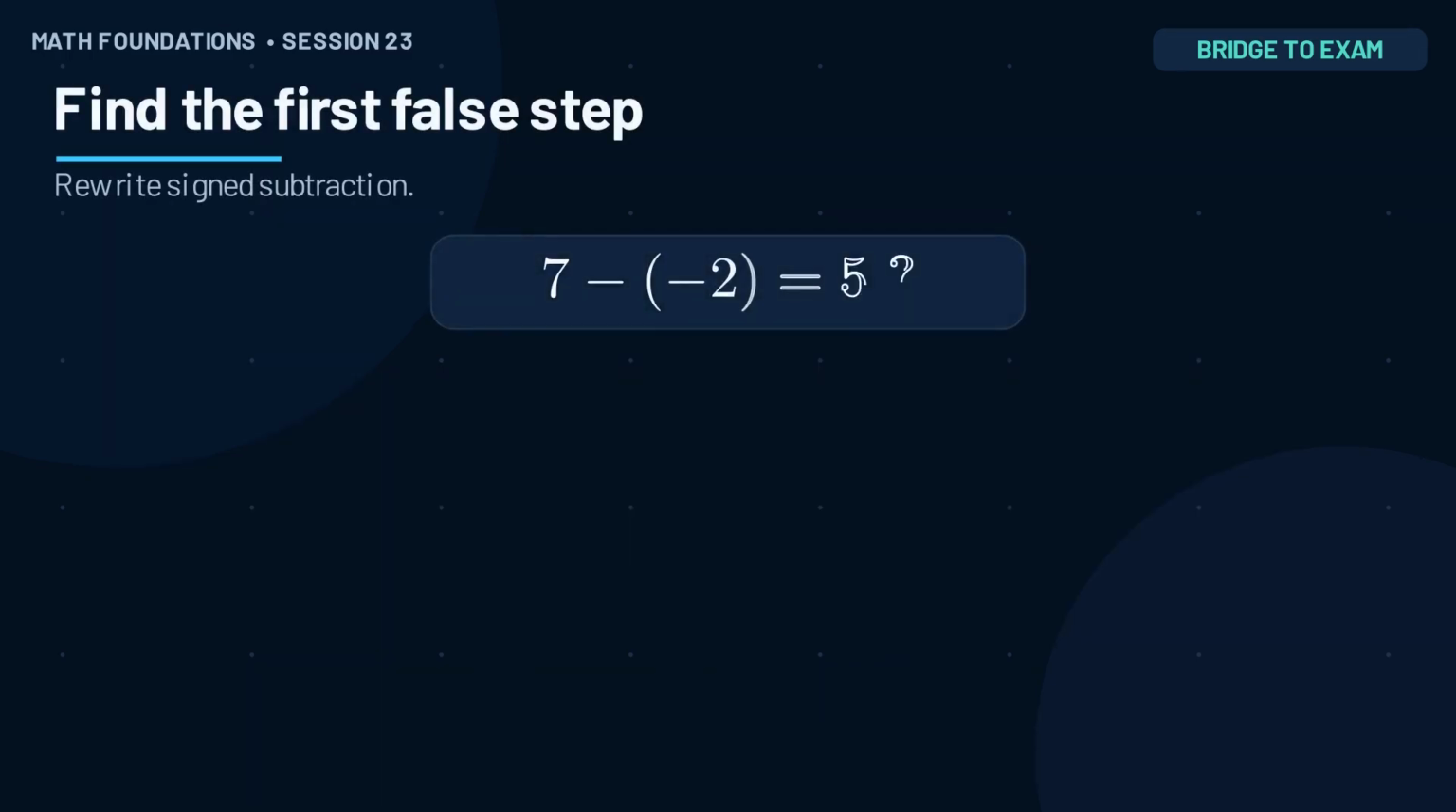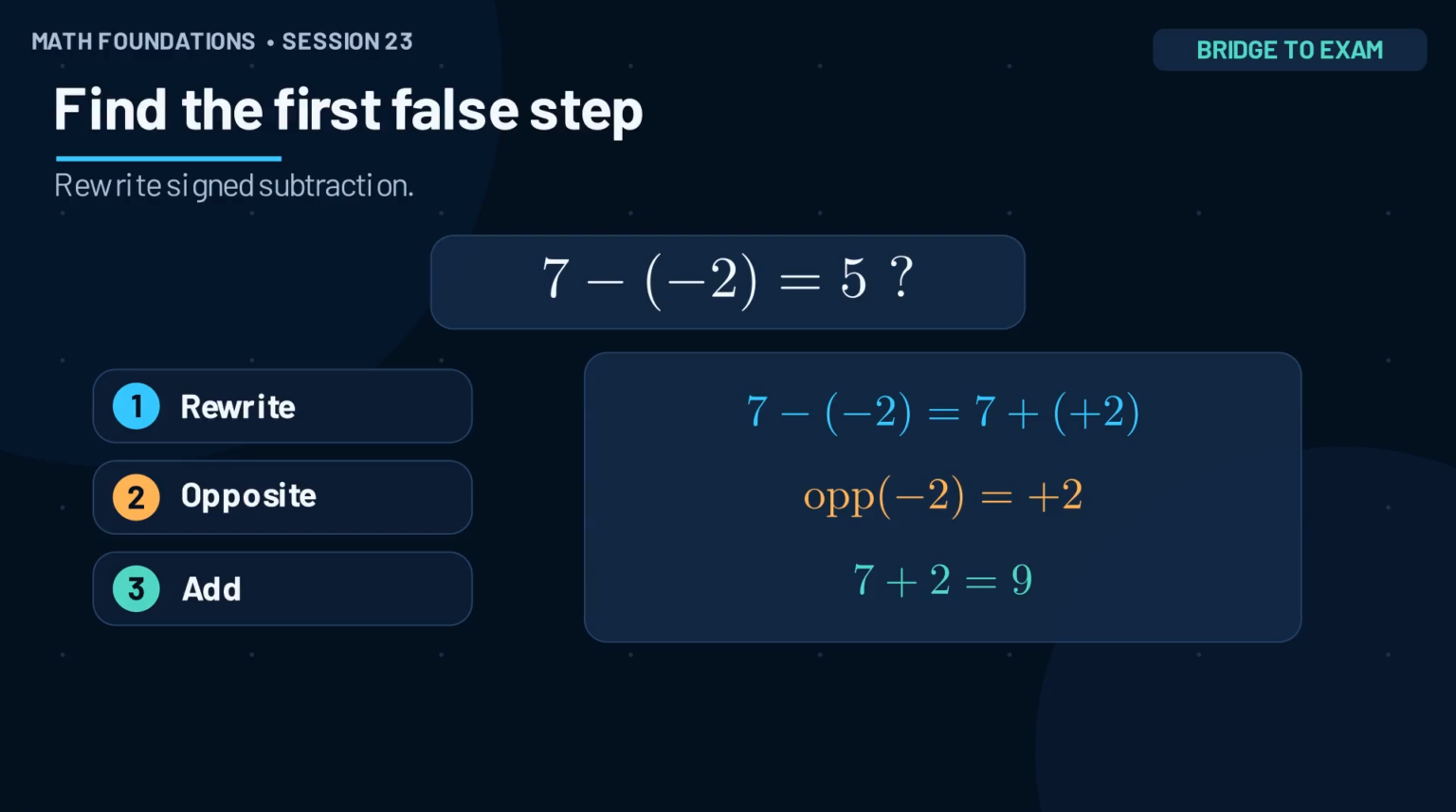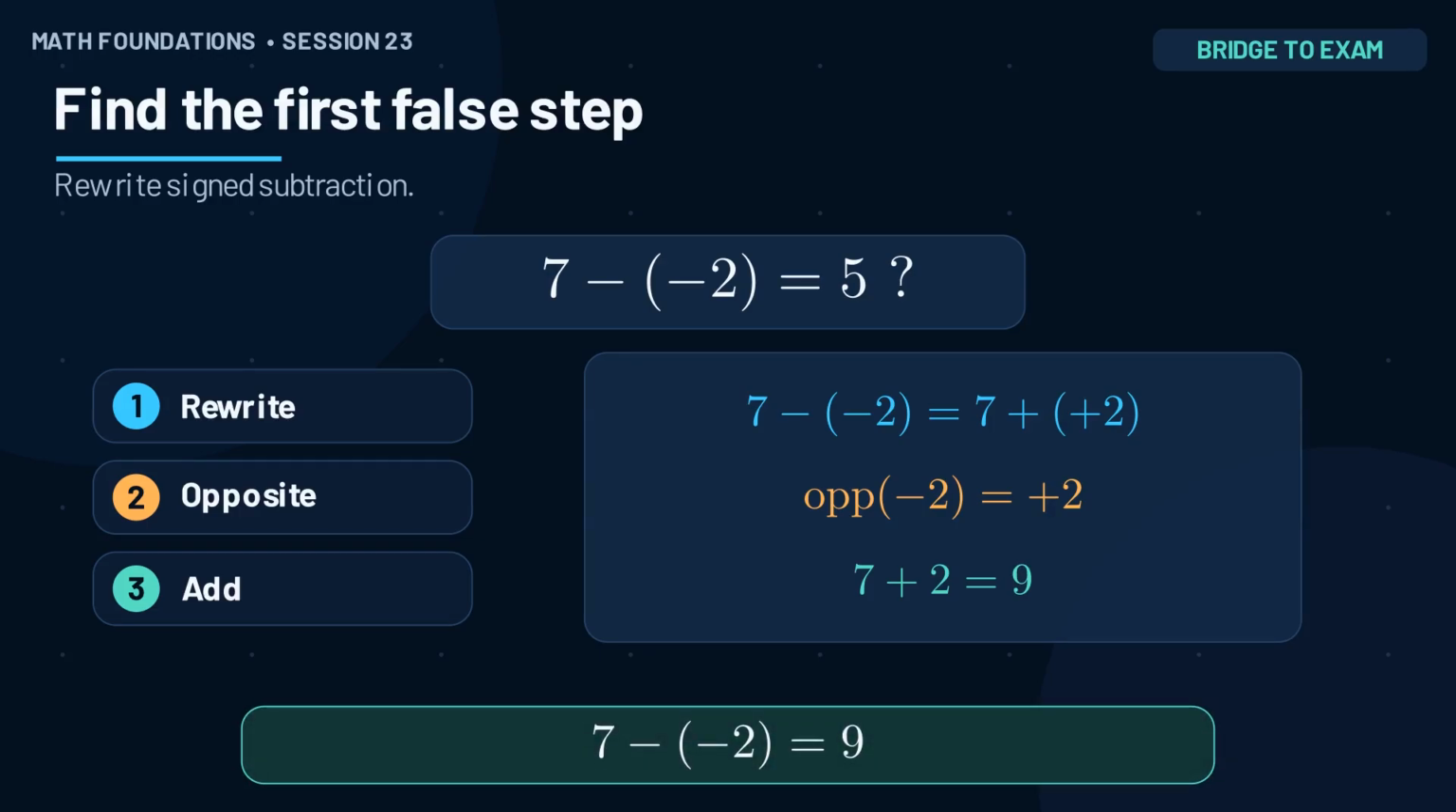Evaluate: a student writes 7 minus -2 equals 5. Step 1. Rewrite subtraction as addition of the opposite. Step 2. The opposite of -2 is +2. Step 3. Calculate 7 plus 2. Therefore, the correct result is 9. Check. 9 minus the added 2 returns the original 7.